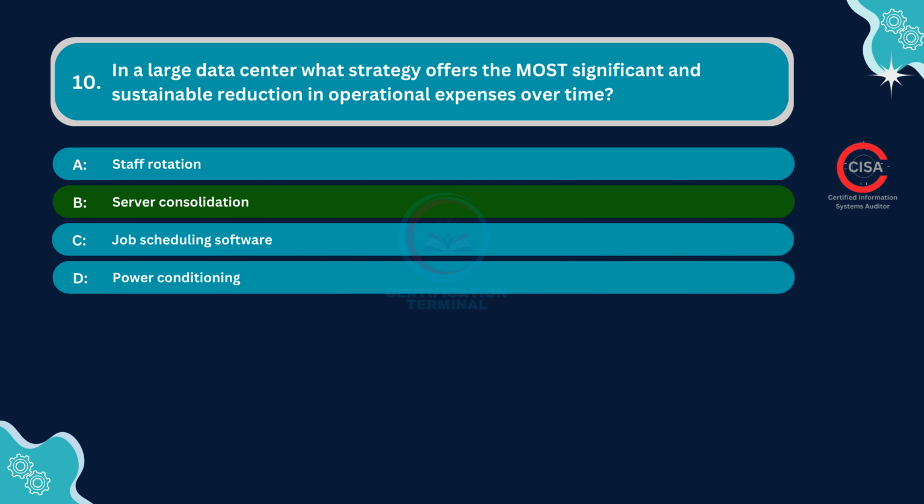Server consolidation allows for better utilization of server resources, eliminating situations where underutilized servers consume power unnecessarily. With fewer physical servers to manage, automation tools become more effective, leading to reduced staff workload and potentially lower personnel costs, although not through staff rotation as mentioned in another option.